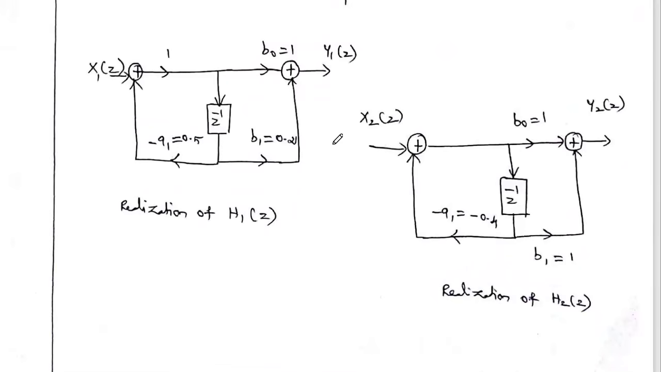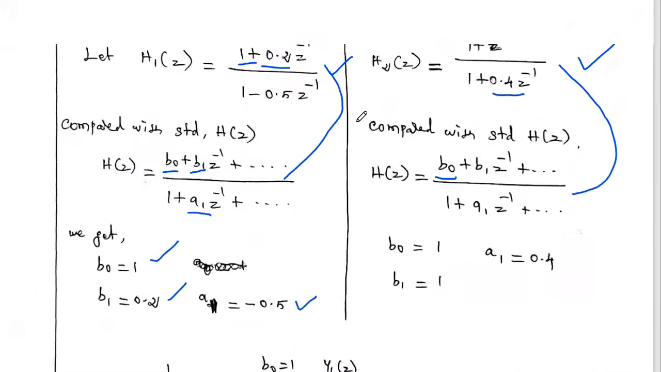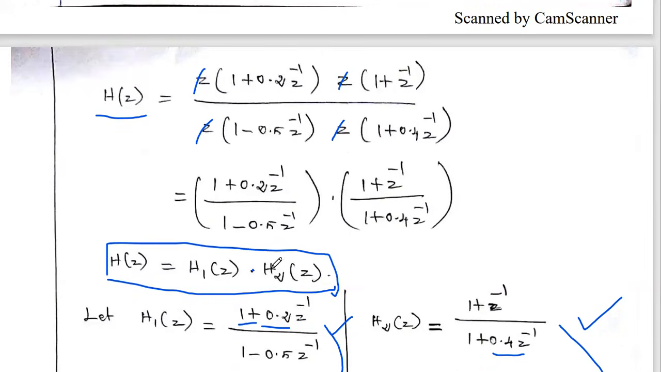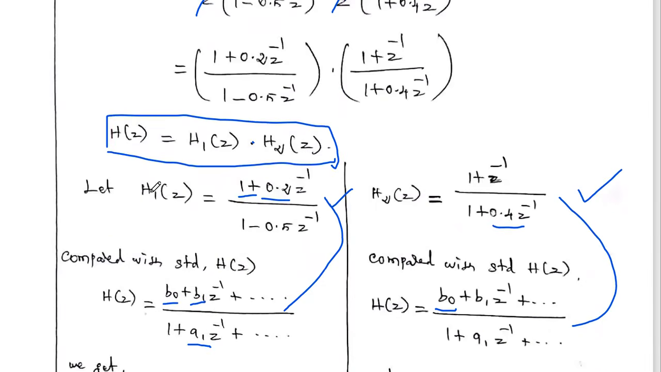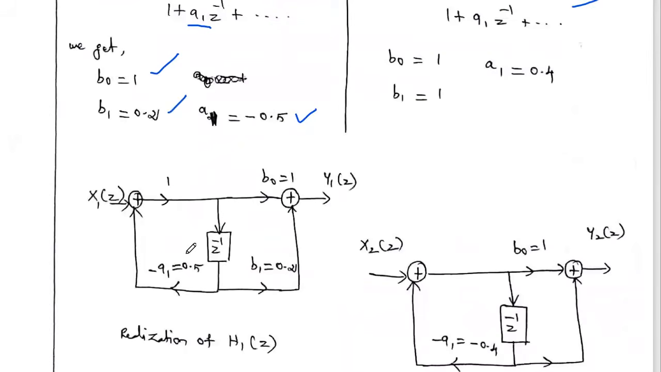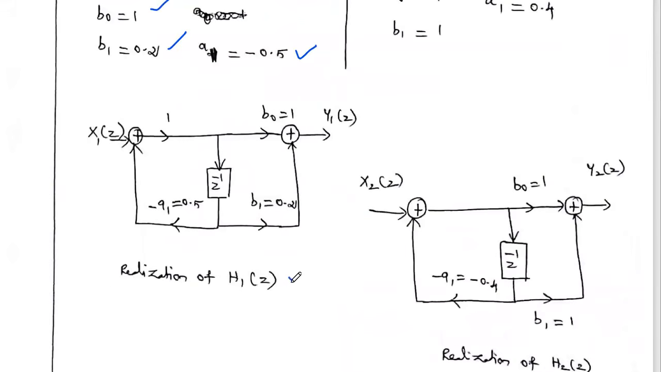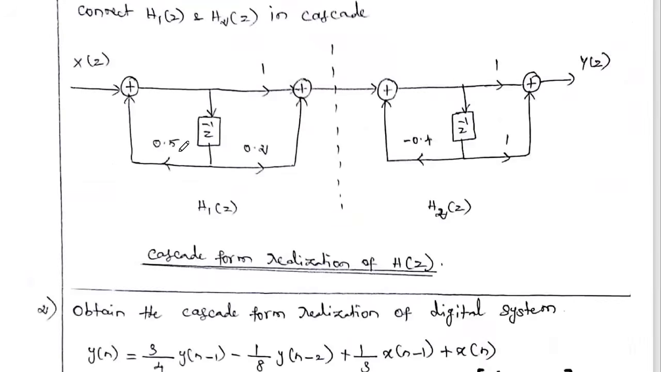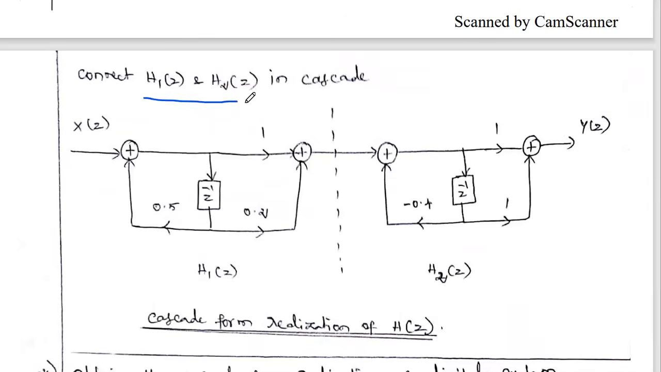This is step number 2 in cascade. What is the first step? The first step is that h of z can be split as a product of h1 and h2. The second step is that we have to realize h1 of z in direct form 2 and h2 of z in direct form 2. And the third step is that you connect h1 of z and h2 of z in cascade.